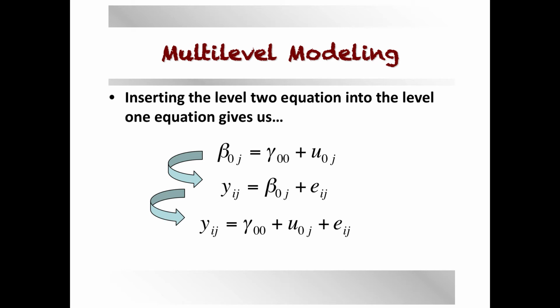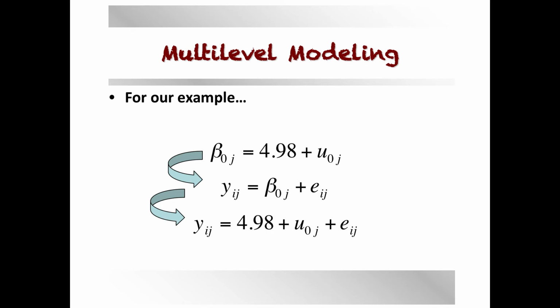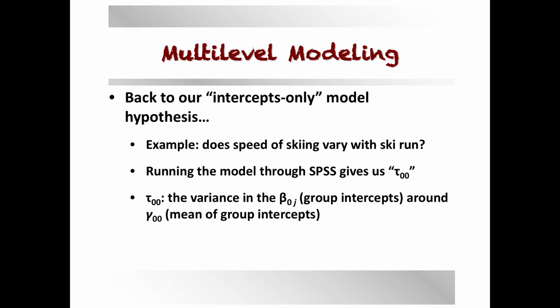So 2 layers. And you can actually, in this case, go 3 layers and 4 layers, but we won't go there for this particular lesson. So let's break this down. So we got the 4.98. That's your mean of group intercepts. Again, if you're looking at your list of 10 regression equations with 10 intercepts, the 4.98 is just the mean of those 10 intercepts. So you can plug that in, and then we can go back to our hypotheses.